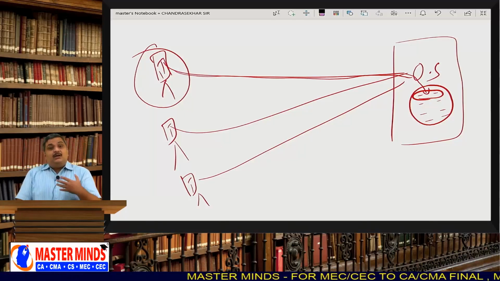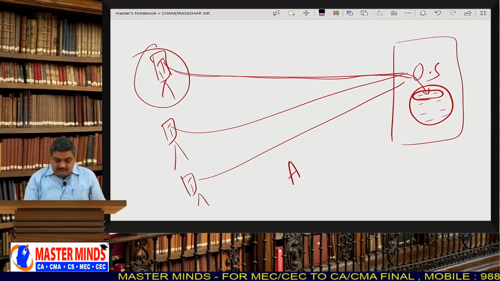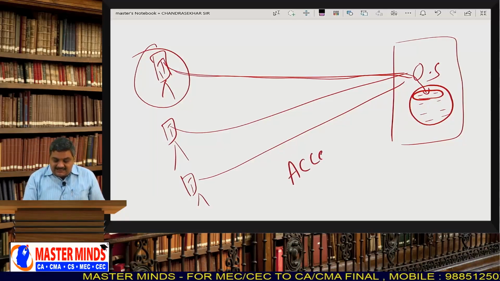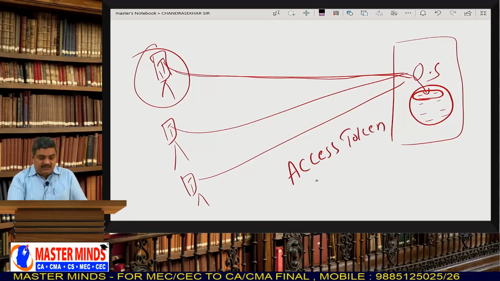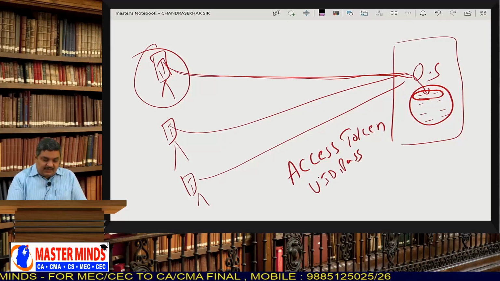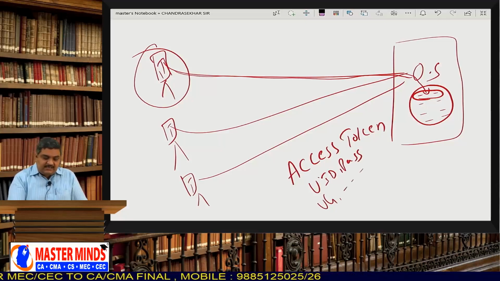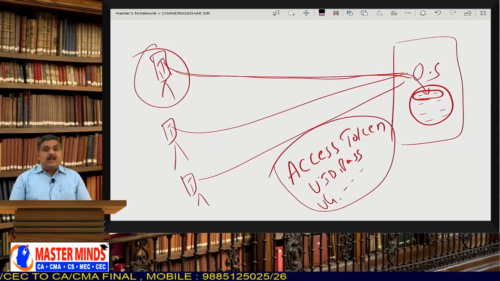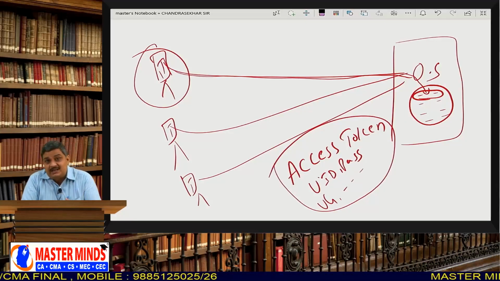So, the operating system creates a thing called an access token. What will this access token consist of? My user ID, my password, okay, my user group, okay, and all other details relating to me. And it will give one access token to me. So why is it given like that?